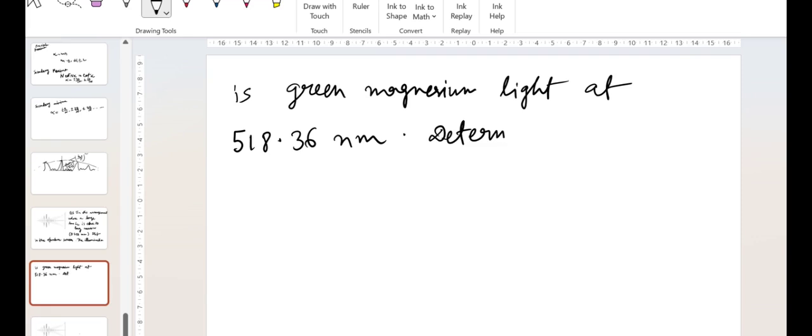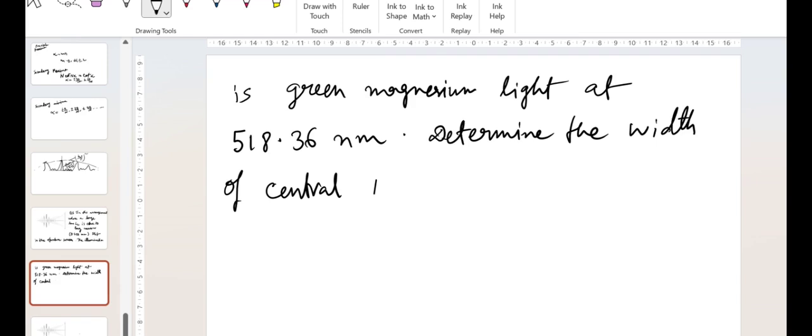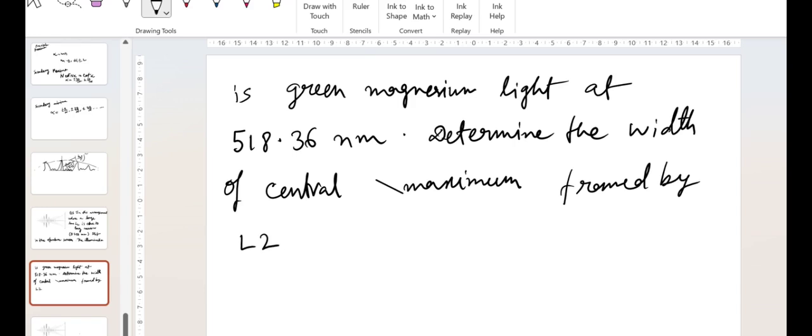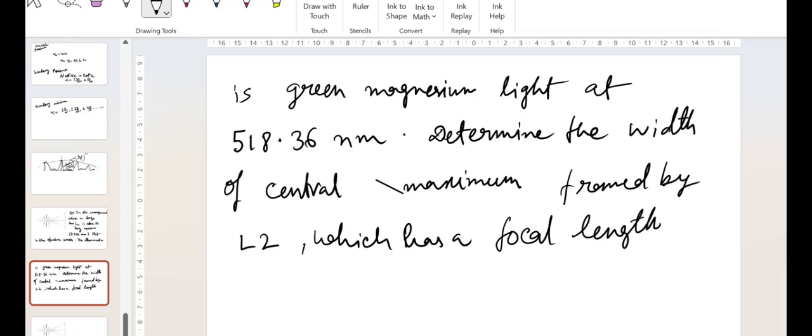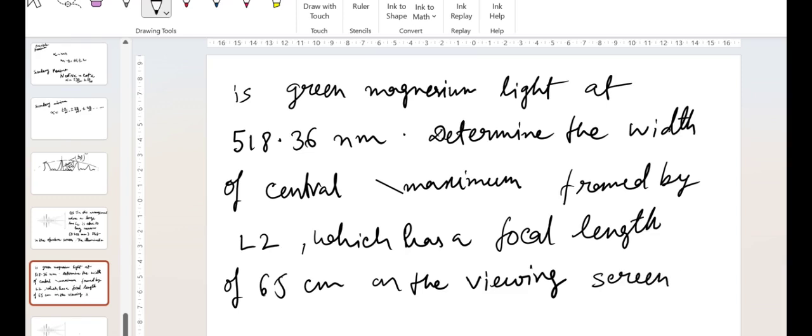Determine the width of the central maximum formed by L2, which has a focal length of 65 centimeters, on the viewing screen sigma.